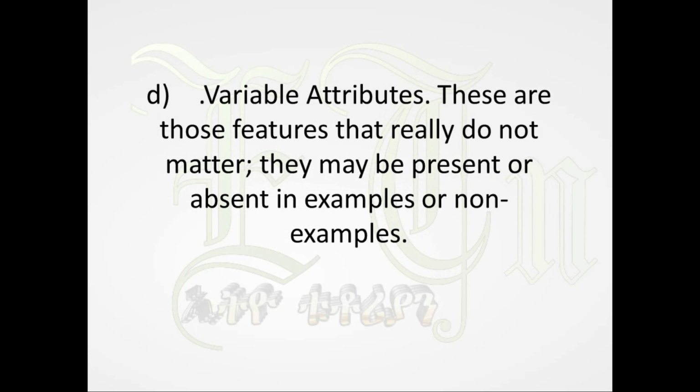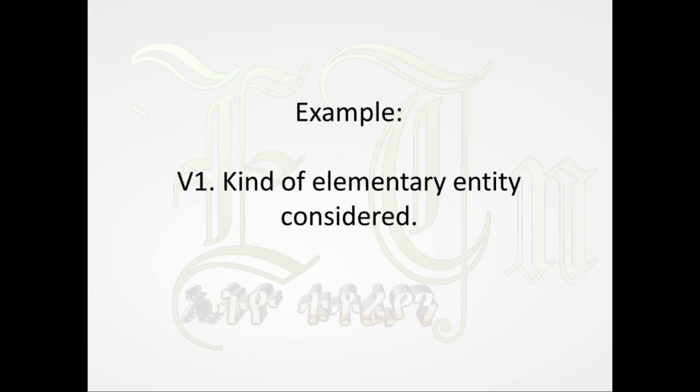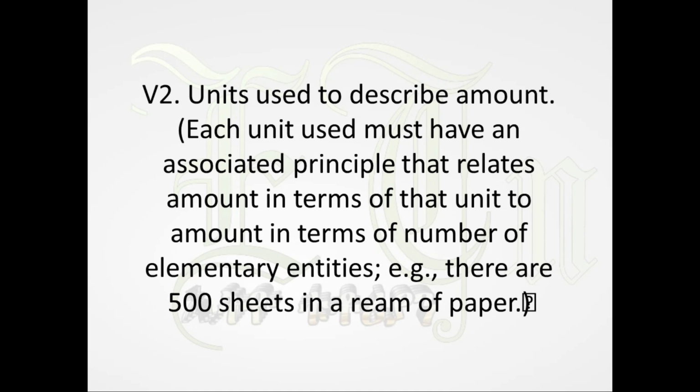D. Variable attributes. These are those features that really do not matter. They may be present or absent in examples or non-examples. Example: V1. Kind of elementary entity considered. V2. Units used to describe amount. Each unit used must have an associated principle that relates amount in terms of that unit to amount in terms of number of elementary entities. E.g., there are 500 sheets in a ream of paper.